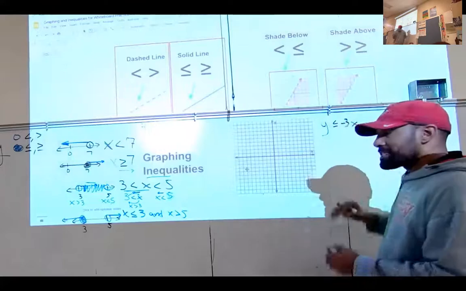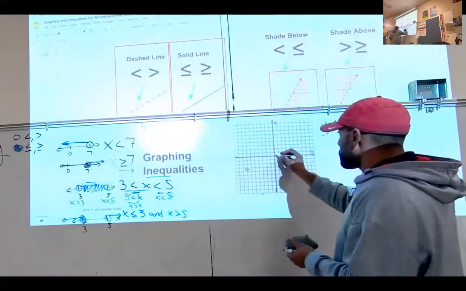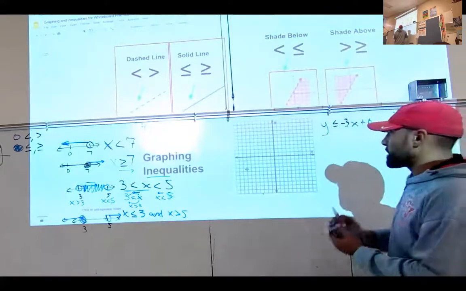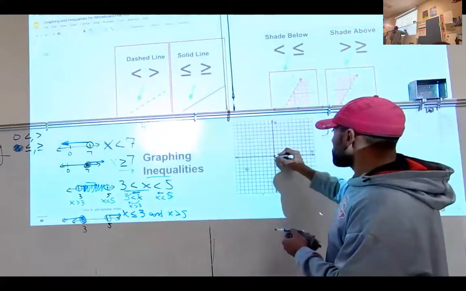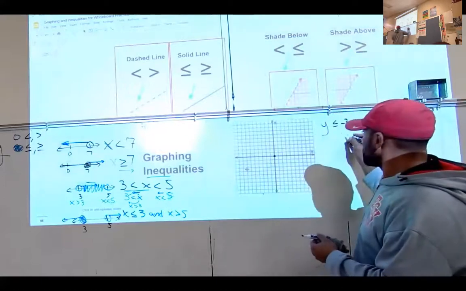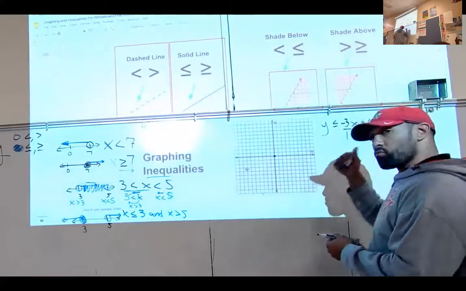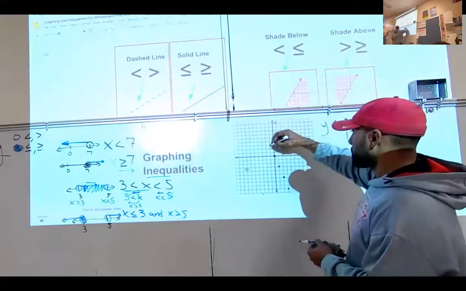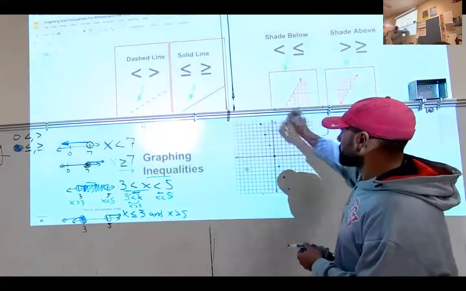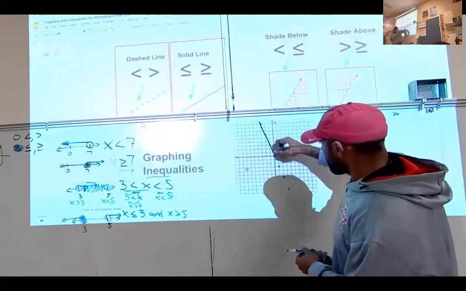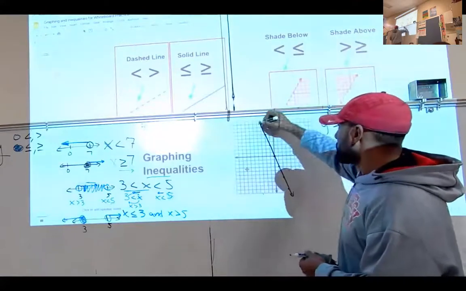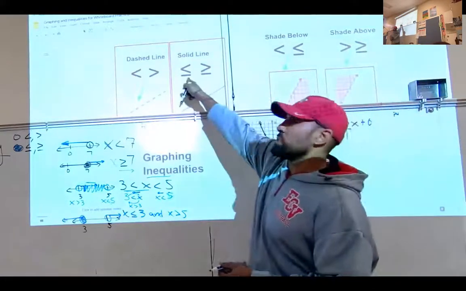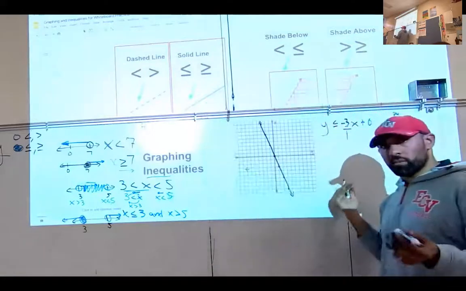Now, again, treat this like it's just an equal sign. So I start at 0 because there's no y-intercept there, for those of you that might get stumped by that. And now I go down 3 and then right 1. So down 3, right 1, down 3, right 1. And I create my line. Then I have to decide, is it solid or dashed? Well, if it has equal to, I make it a solid line. So I just leave it like that.